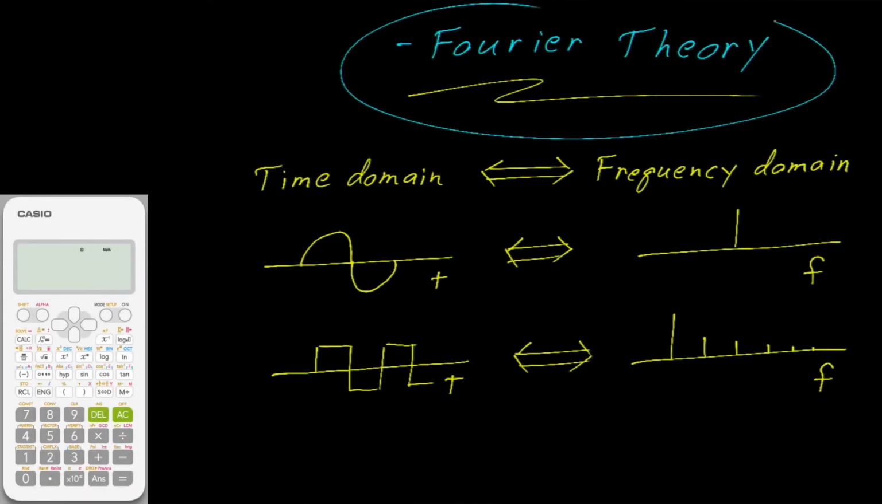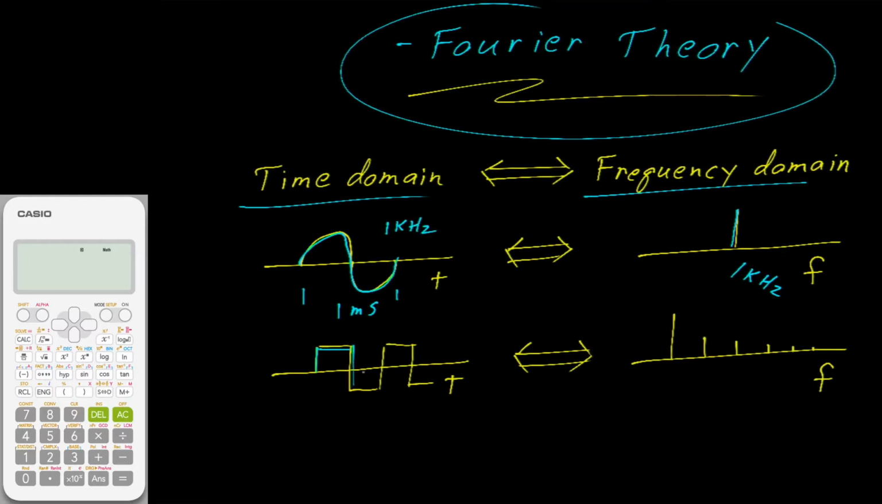Fourier series is the bridge. It's a way for us to go from the time domain to the frequency domain. We saw that a sinusoid in the time domain was indeed a single spike in the frequency domain. We looked at a 1 kilohertz signal, for instance. So over here, we talked about a 1 millisecond period for a 1 kilohertz signal.